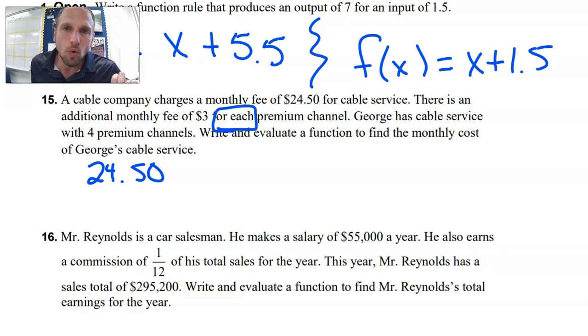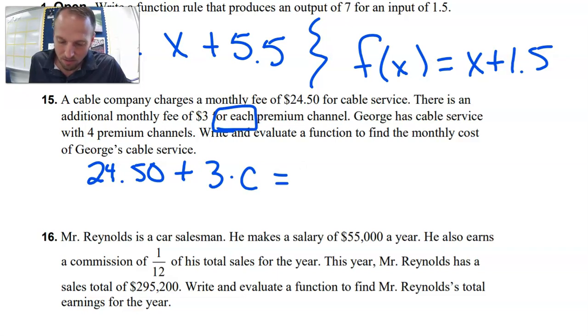There is an additional monthly fee of $3 for each premium channel. That phrase, for each, is so important. If we just recognize that, this becomes so easy. For each, for every, and per mean multiply. So we're going to multiply this. We have an additional, so we're going to add $3, and for each means times premium channel. I could use P for premium, C for channel, I could use X. I'm going to use C for channel. And that is going to be his cost.